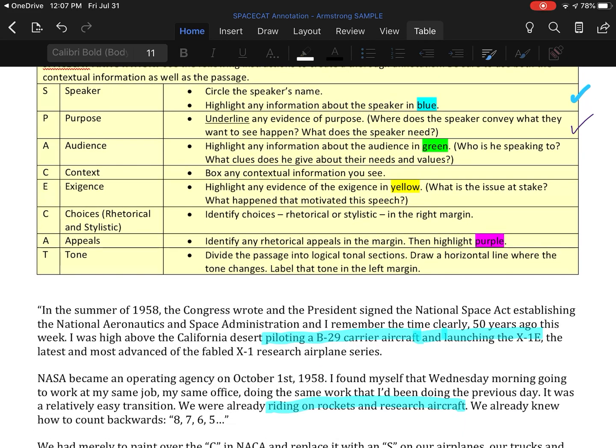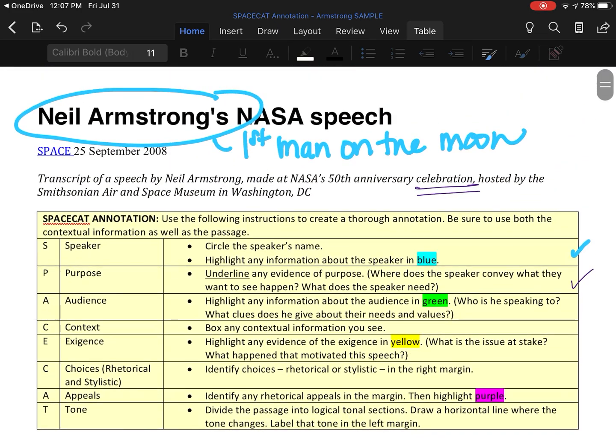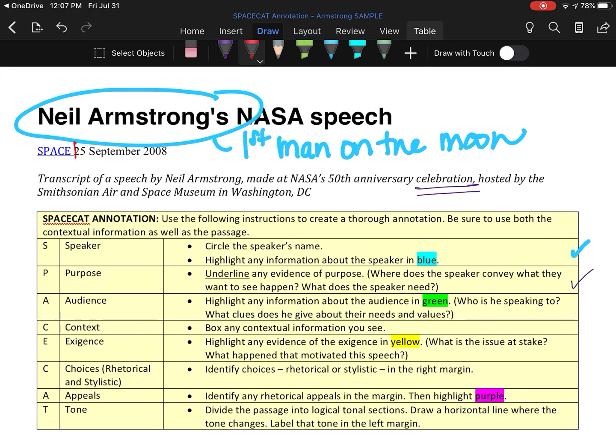The next thing is context. Now, there is a lot of contextual information provided already. I'm going to use red. Let's go back to the top because that's where a lot of it is. So when we're talking about context, we have right here the date, right? We also have the context of it being transcribed by this space magazine. It is the 50th anniversary of NASA, and then the location is also part of the context.